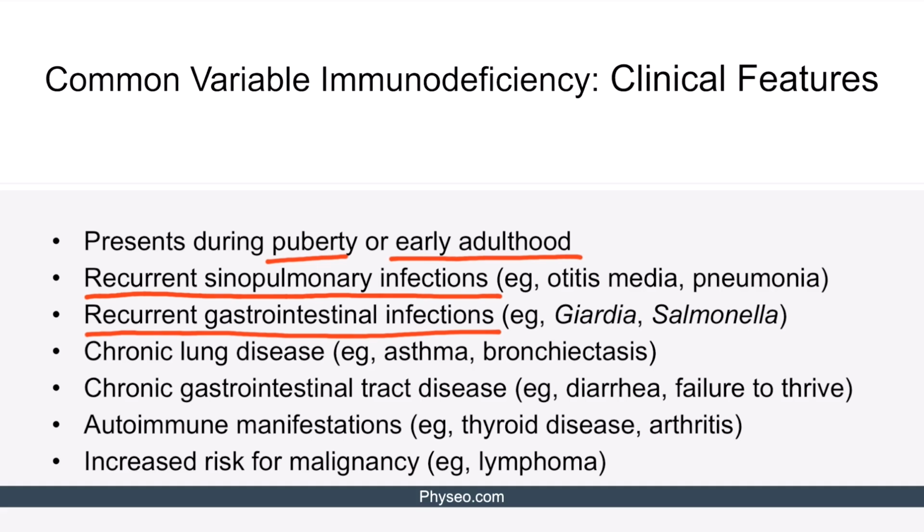Unlike X-linked agammaglobulinemia, common variable immunodeficiency is frequently associated with chronic lung disease, such as asthma or bronchiectasis, chronic gastrointestinal tract disease, such as diarrhea with subsequent failure to thrive, and autoimmune manifestations, such as thyroid disease or arthritis. Lastly, patients with common variable immunodeficiency have an increased risk for developing a malignancy, most commonly a lymphoma.